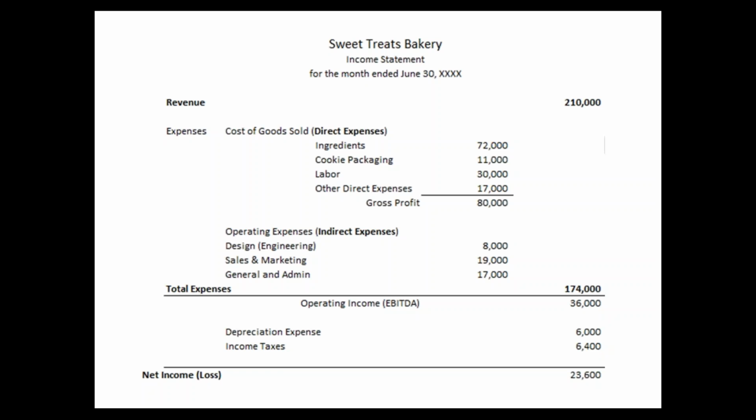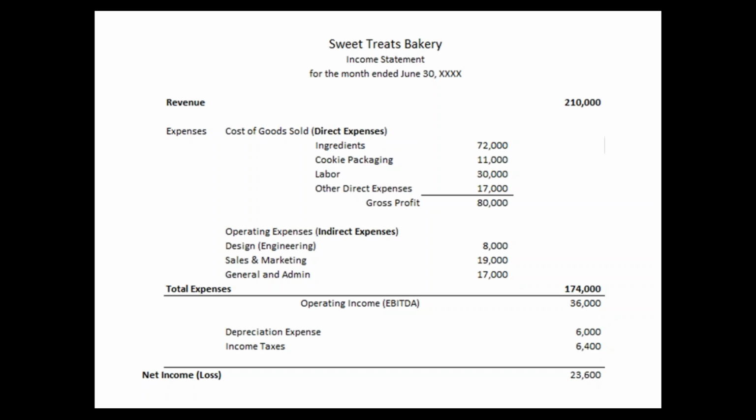Service companies' income statements will look a little different than this. They may have less direct expenses up here because they don't have inventory, they don't have ingredients, those types of things. But they probably do still have labor and a couple other things to produce that direct line of revenue.